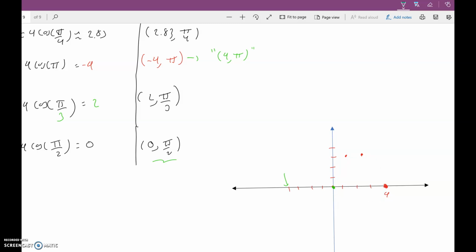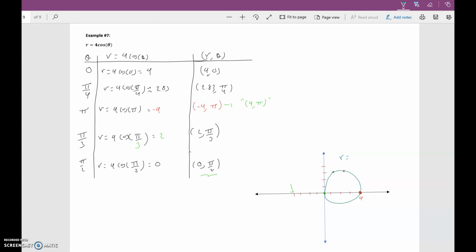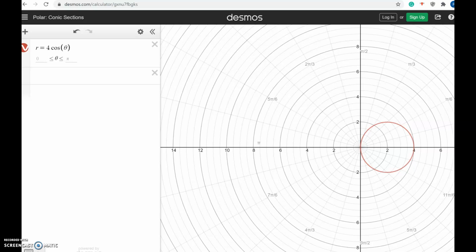Let me try to fix it. Uh-oh, that just made it worse. Okay, so let me try to fit it in here as a circle. Okay, a little bit better, not great. Okay, so this represents r is equal to 4 cosine of theta. So this is what I was trying to do. I was just trying to double check that I am thinking of the correct one. So that's the correct shape up to scale.